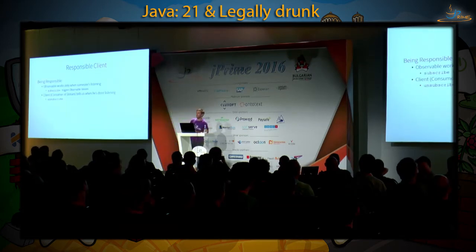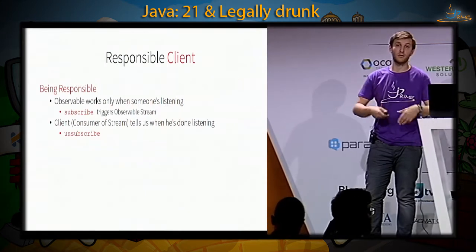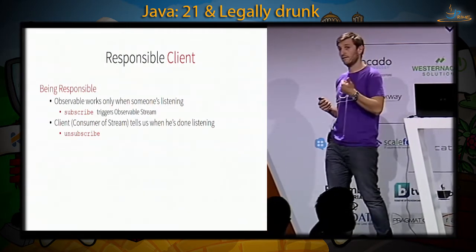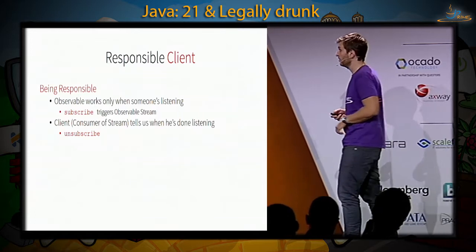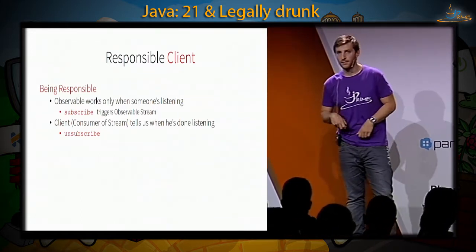Well, first of all, I'm not sure if you noticed, but observables, our message producers, work only when someone's listening. So we can have our observable instance, we can chain a bunch of methods to that instance, but none of this will execute until we subscribe a consumer to that chain. So until there's a consumer, nothing will be executed. So that's the first way to be responsible. And the second way is calling the unsubscribe method when needed.